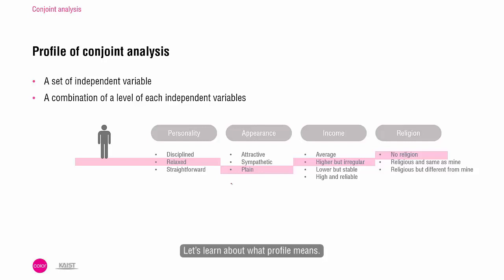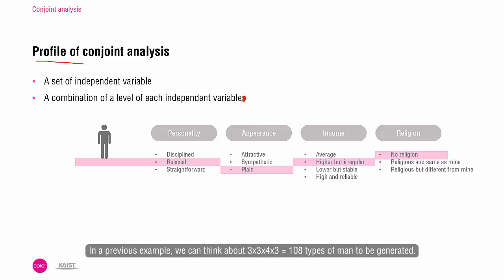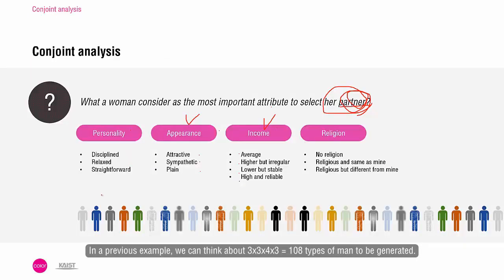Now let's learn about what profile means. It is a set of independent variables. In other words, it is a combination of level of each independent variable. In a previous example, we can think about 3 by 3 by 4 by 3 combinations, so a total of 108 types of men can be generated.